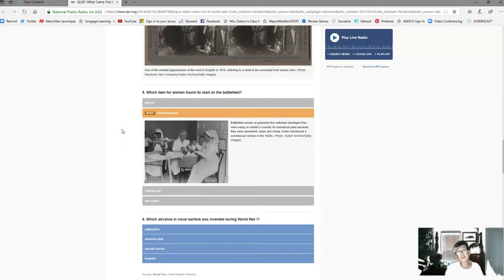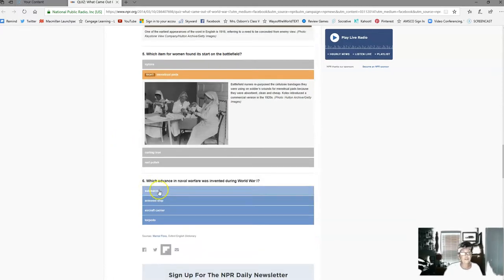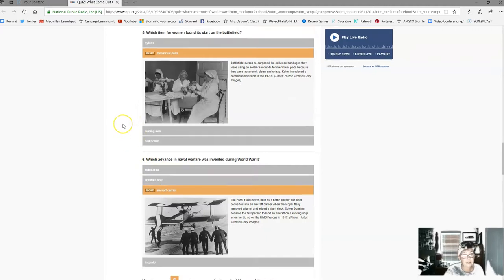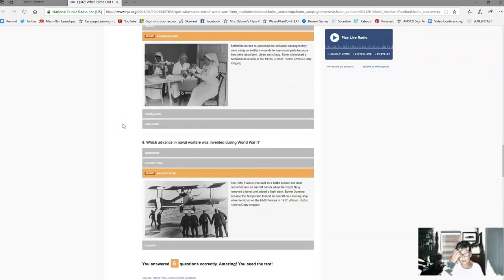Finally, which advance in naval warfare was invented during World War I? Was it the submarine, the armored ship, the aircraft carrier, or the torpedo? The submarine, armored ship, and torpedo already existed. It was the aircraft carrier that was new. The Furious was built as a battle cruiser and later converted into an aircraft carrier by the Royal Navy. Edwin Dunning became the first person to land an aircraft on a moving ship when he did so on the HMS Furious in 1917.